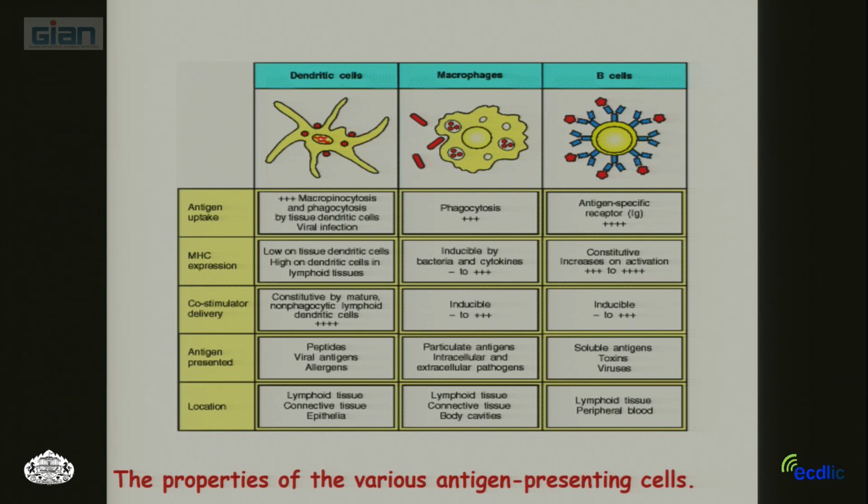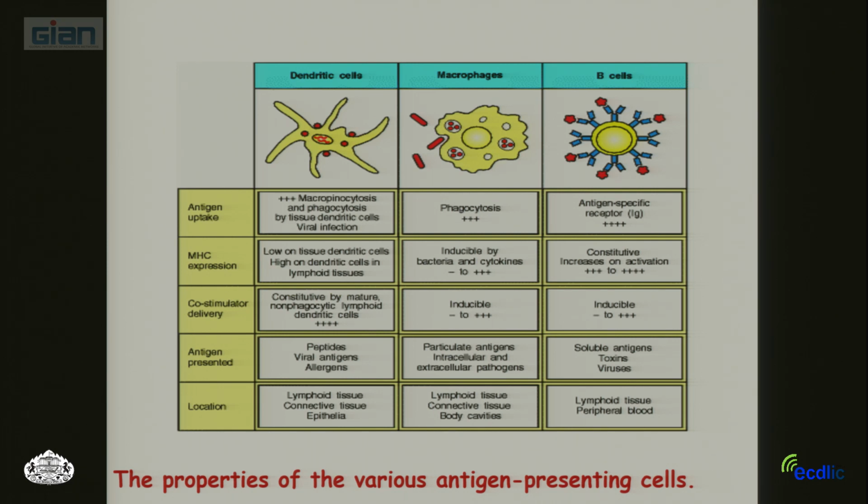when it comes to antigen uptake. Dendritic cells are pretty good at it. They can take up these antigens in multiple ways: macropinocytosis, phagocytosis, and tissue dendritic cells through viral infection. Macrophages are good at eating everything through phagocytosis, and in the case of B cells, these antigens basically bind to the B cell receptor because they are unique and can initiate the response.